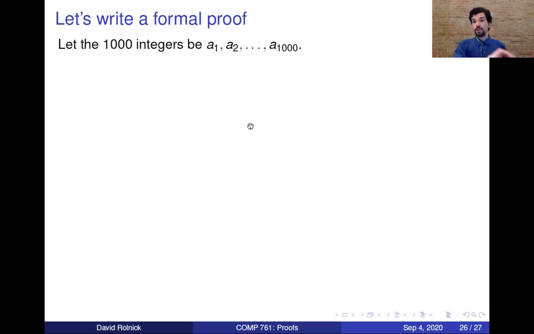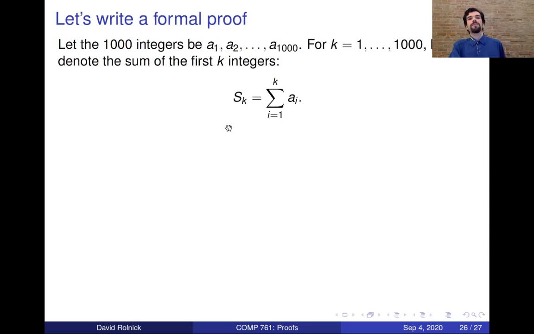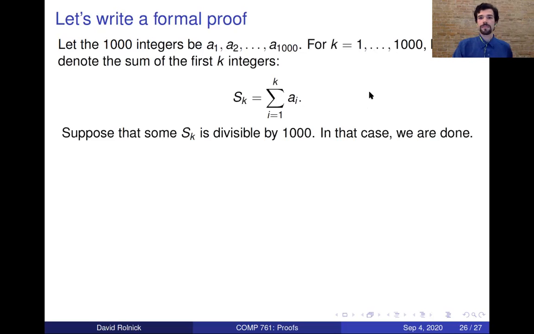So you define your terms. Let the 1,000 integers be a1, a2, all the way up to a1,000. We're not saying they're different. We're not making any assumption about what they are. So we were doing all these sums. Let's write down what those sums are formally. For k equals 1 through 1,000, let s sub k denote the sum of the first k of these integers. It's not the first k integers overall. So s sub k is just equal to this. This is the formal way of writing that.